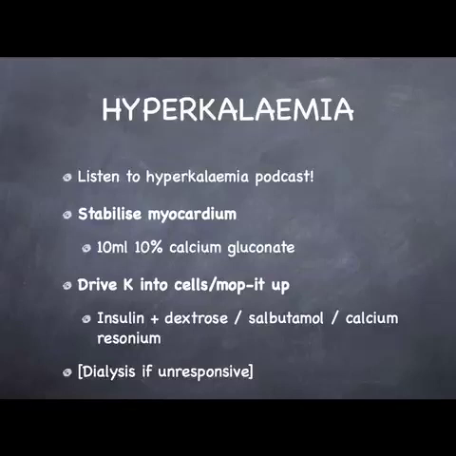First of all, hyperkalemia. I've done a specific emergency podcast on this, so go and have a listen to that for more detail. But there are 2 basic concepts in the treatment of hyperkalemia. Because a high potassium predisposes to the development of cardiac arrhythmias, you want to try and stabilize the myocardium. And you do this with 10 mils of 10% calcium gluconate. The next thing you want to do is to try and get rid of this irritant potassium that's in the blood. And to do this, you drive it into the cells and or mop it up. To drive it into the cells, you use insulin and dextrose. And to mop it up, you can use salbutamol or calcium resonium. If these don't work, you can finally dialyze the patient.